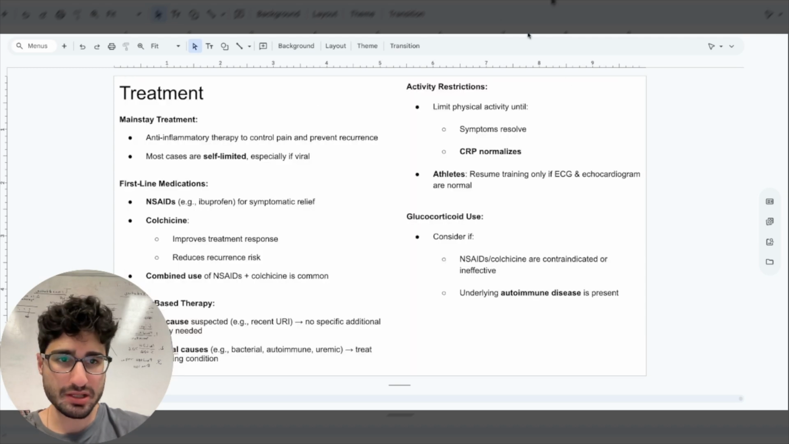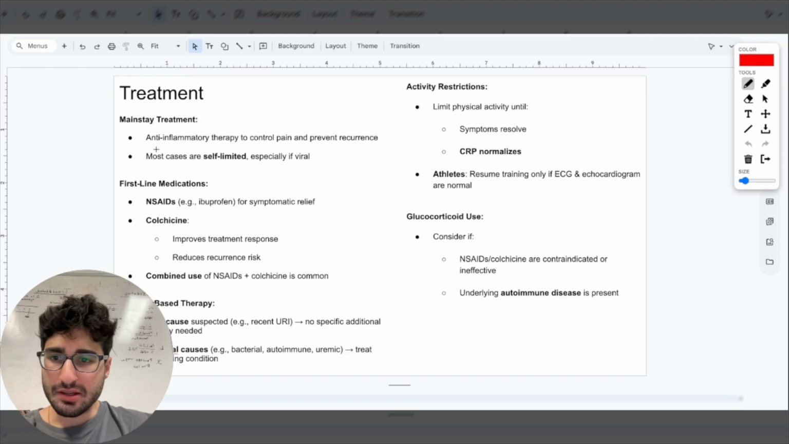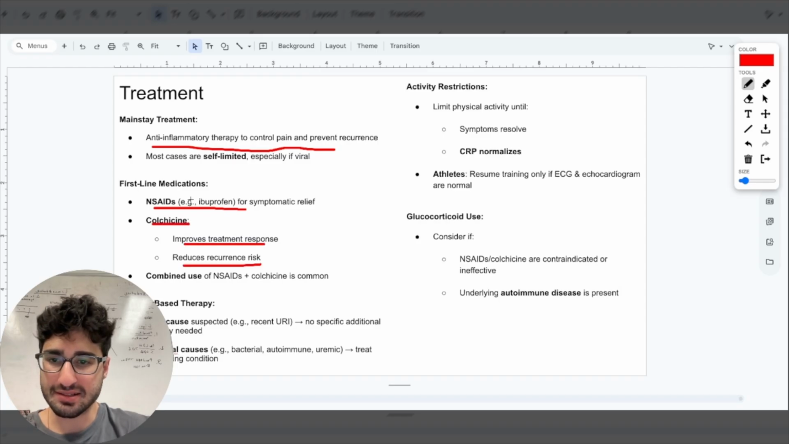Now let's go over the treatment. So anti-inflammatory therapy is going to be our mainstay treatment option. We're most likely going to be using ibuprofen in combination with colchicine, which is going to improve treatment response and reduce recurrence risk. NSAIDs like ibuprofen are going to be important for symptomatic relief. And when we add colchicine, that is going to improve the treatment response and reduce the recurrence risk. So the combination use of NSAIDs plus colchicine is going to be common.